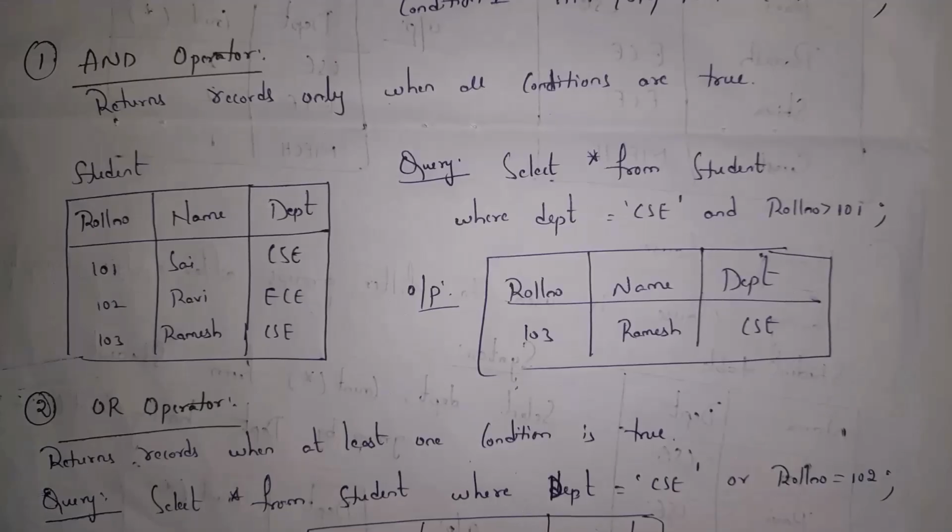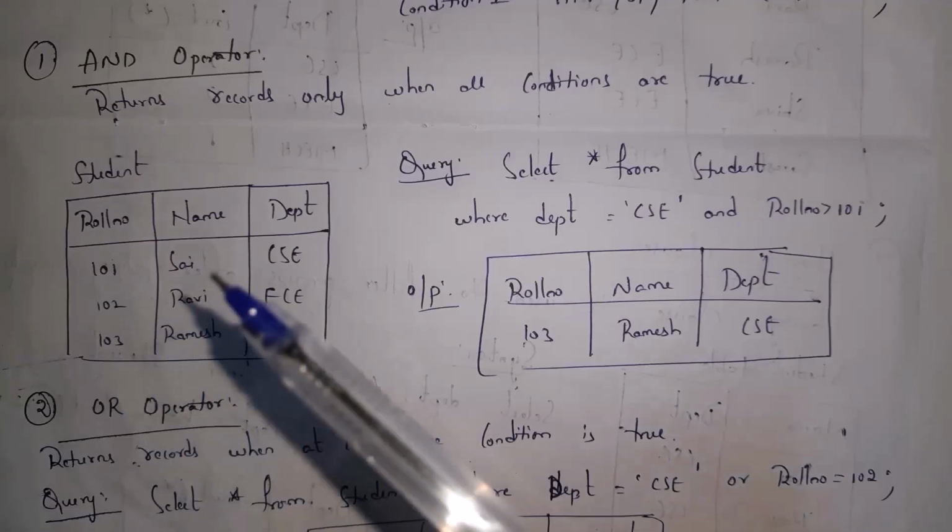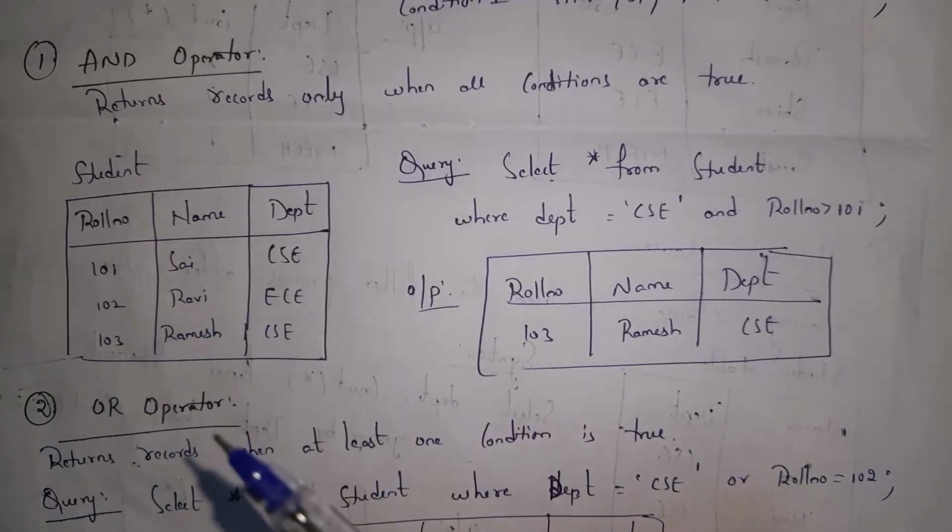First, we create a compound condition by using the AND operator. The AND operator returns records only when all conditions are true. Whenever we give multiple conditions, if all conditions are satisfied, I will get output.